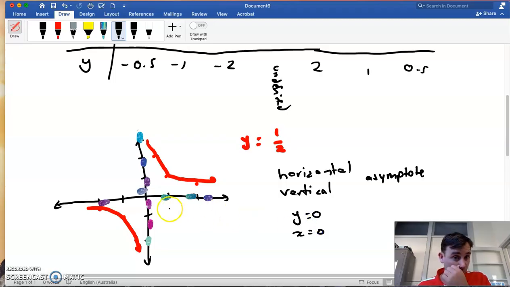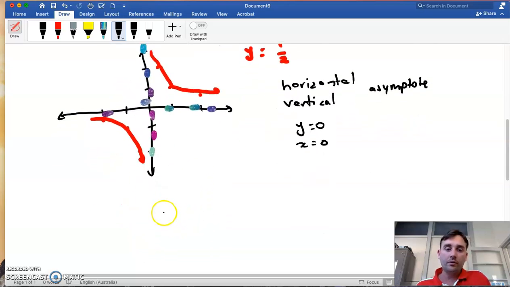Okay, so we can see at y equals 0 on this x-axis here, this graph will never touch any point along there. Okay, at x equals 0, this will never touch along any point there. Okay, well, let's change up the function.